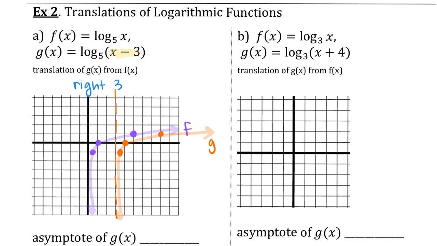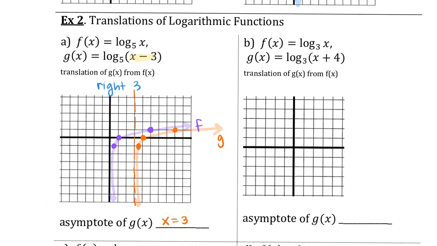Okay, my asymptote is normally x equals 0. Since it moved to the right 3, the asymptote is now at x equals 3 because it got moved to the right. Okay, let's do another translation.